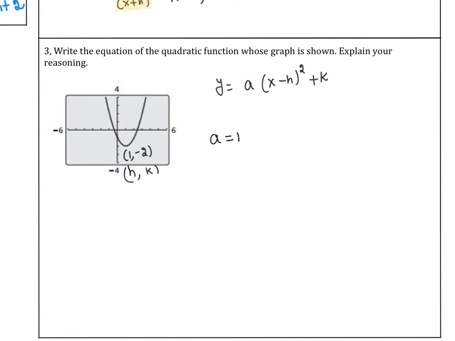Now you are going to plug in the values that you just found, which is a as 1, h as 1, and k as negative 2. The equation of this graph is going to be y equals (x minus 1) squared minus 2.